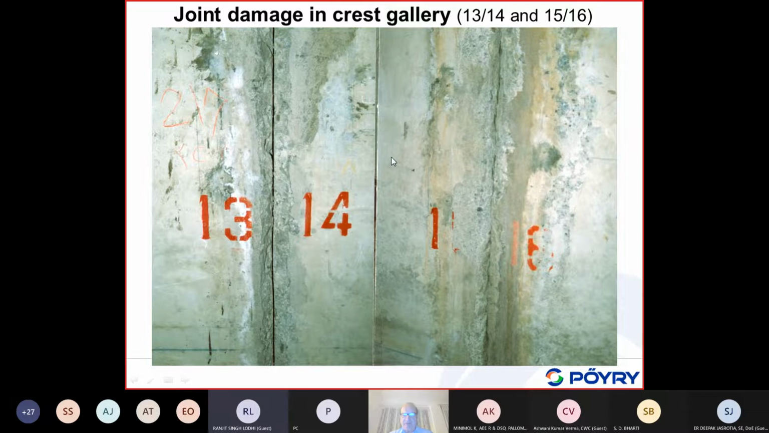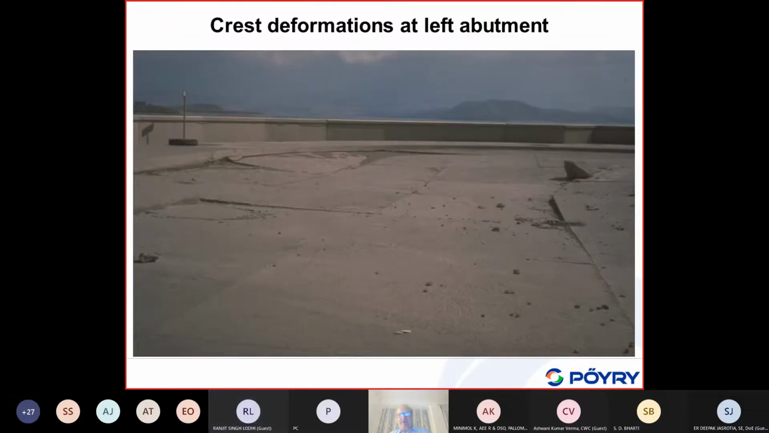This is another joint, 15 and 16, and you could see that some relative movements of adjacent blocks have taken place, which is manifested by this spalling off of mortar, and you could see it on the floor of the inspection gallery, that material was falling down. Okay, this is on the left abutment.